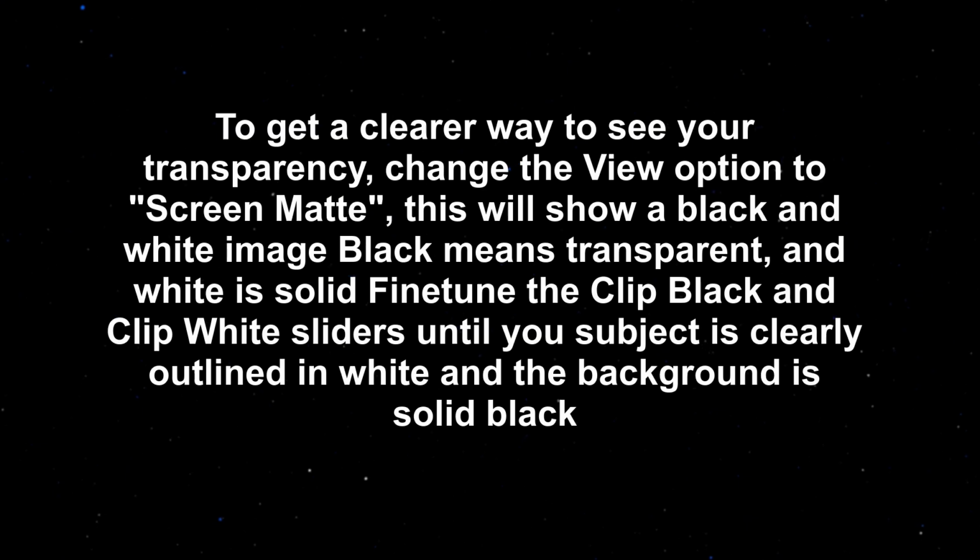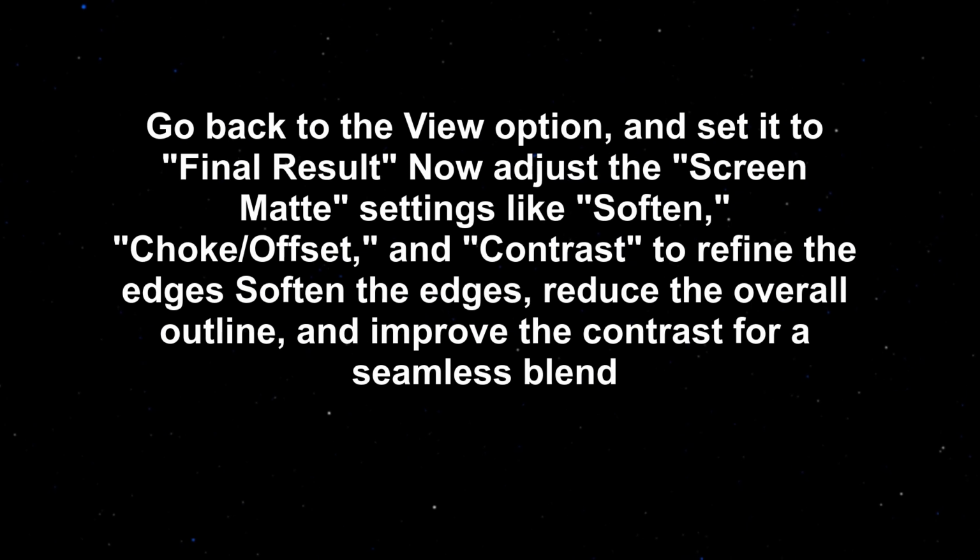To get a clearer way to see your transparency, change the View option to Screen Matte. This will show a black and white image. Black means transparent, and white is solid. Fine-tune the Clip Black and Clip White sliders until your subject is clearly outlined in white and the background is solid black. Go back to the View option and set it to Final Result.